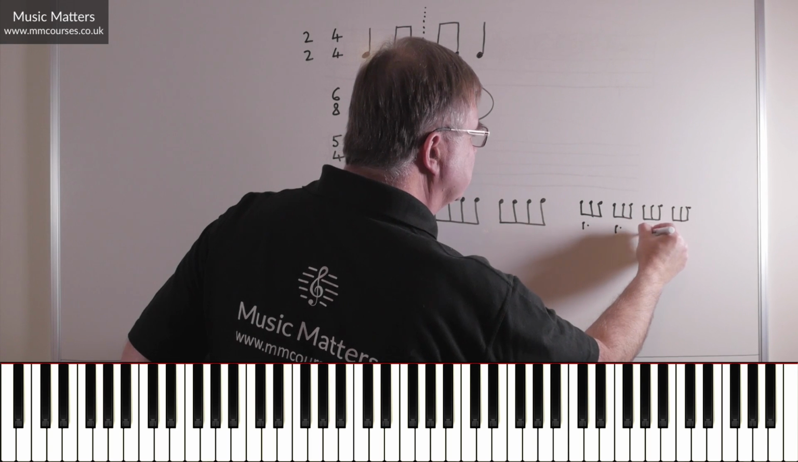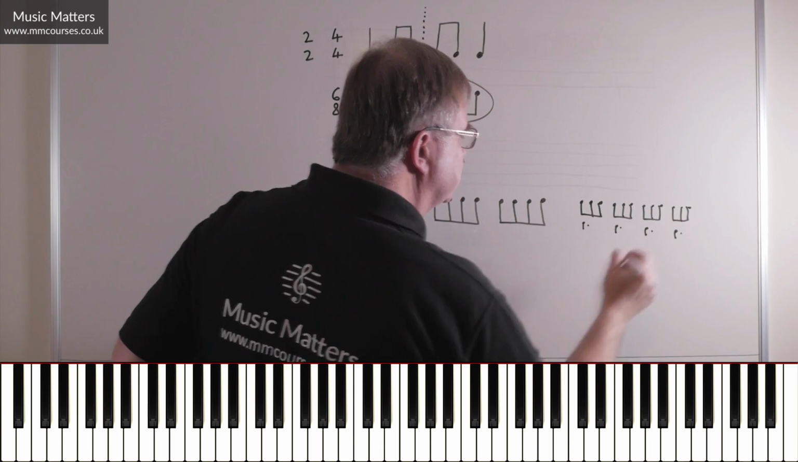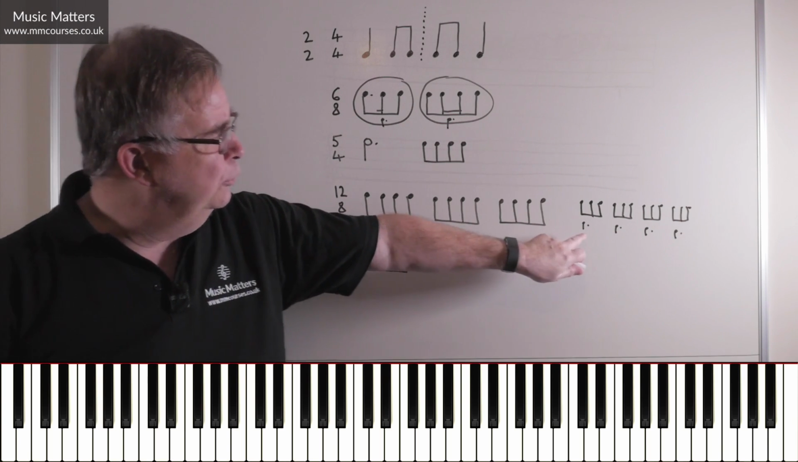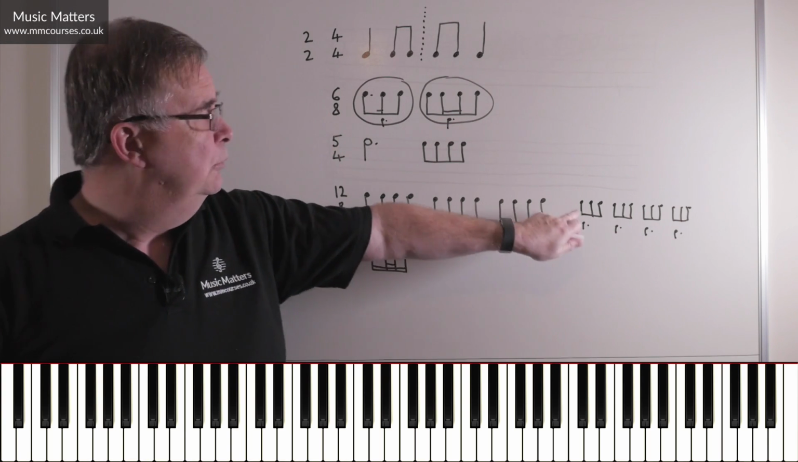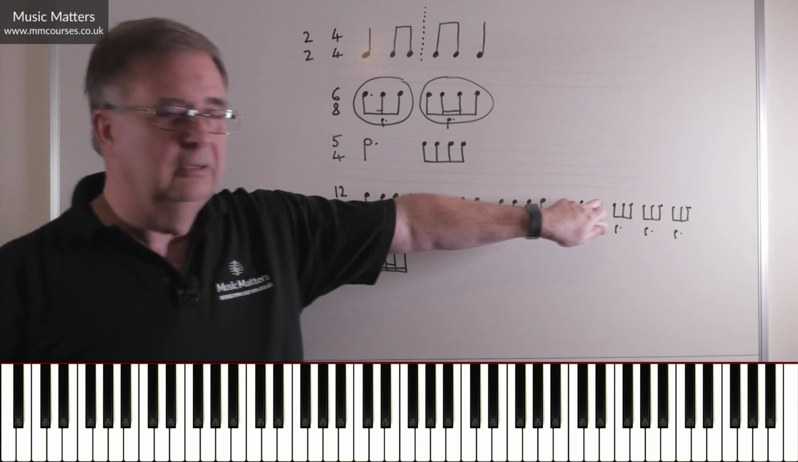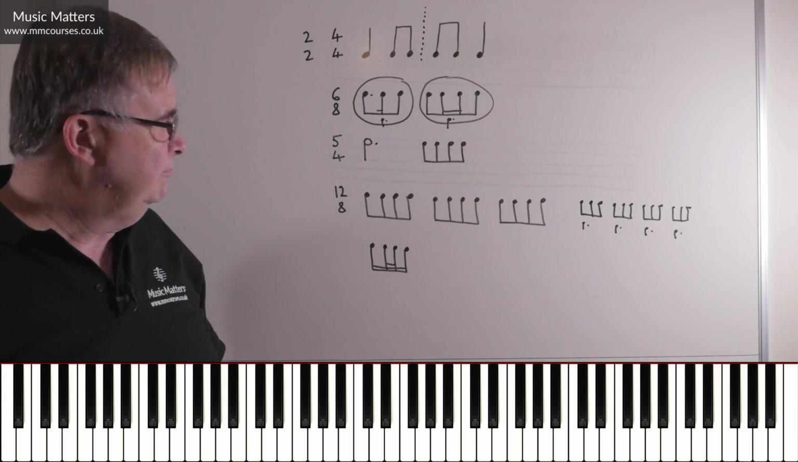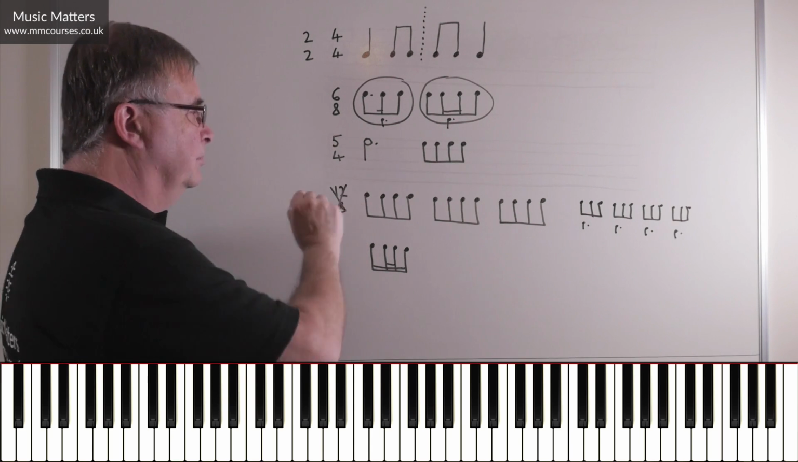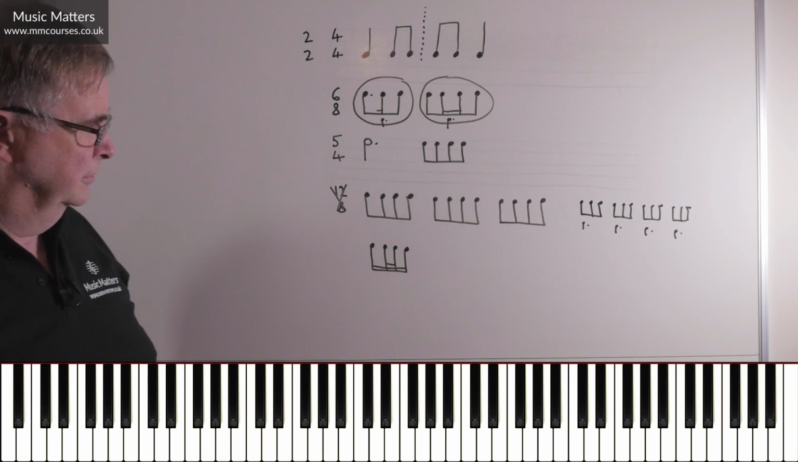Because remember, in compound time, you organise things into groups of 3. So 12/8 would have to look like that. You'd have to have 4 dotted crotchet beats, which means the quavers would have to be into 4 groups of 3. So 12/8, mathematically possible, beaming says impossible.